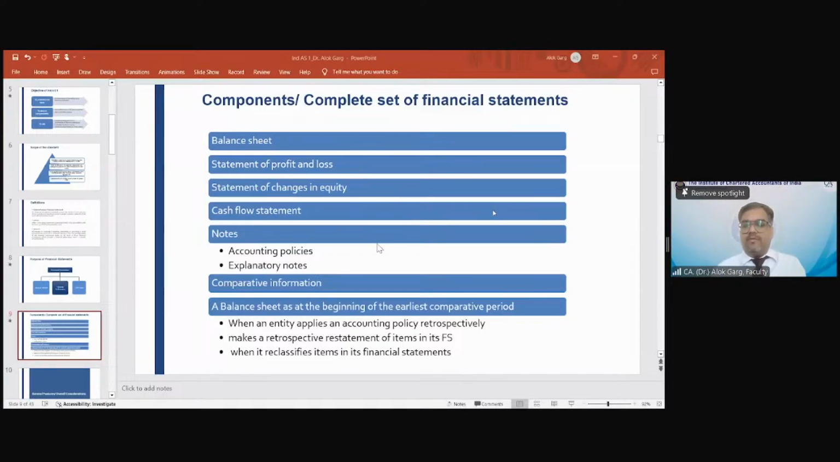Yeah. So friends, the standard Ind AS 1, presentation of financial statements. We completed 4 questions from the ICAI study material. We'll cover 2 more questions, and we'll cover some multiple choice questions also, just to check your knowledge.